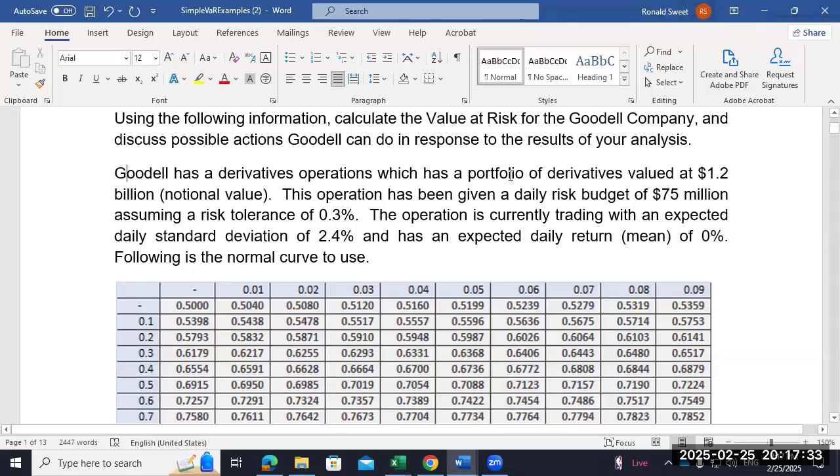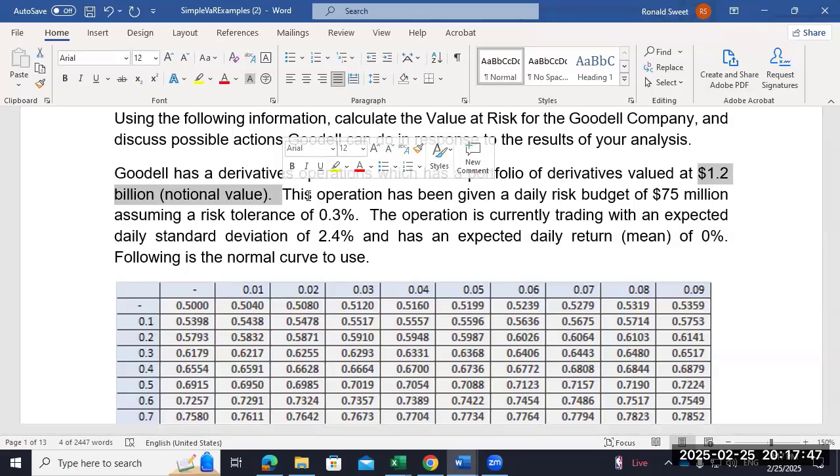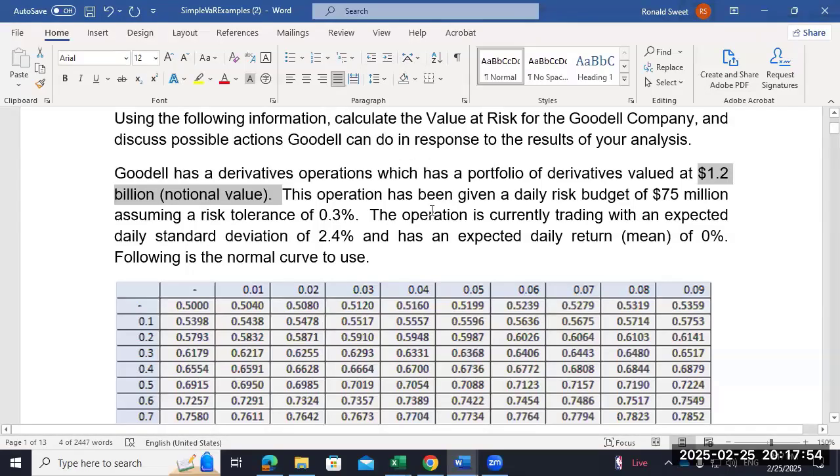They have a derivatives operation with a portfolio of derivatives valued at 1.2 billion. Notional value, you don't really care that it's notional. They don't actually have that much there. Remember at USAA when I did the swaps, the notional might have been $3 billion, but the market value was 0 when we started. So the notional is really where your risk is. So that's the important number. It's given a daily risk budget of $75 million and a risk tolerance of 0.3%, with an expected daily standard deviation of 2.4% and a mean of 0.